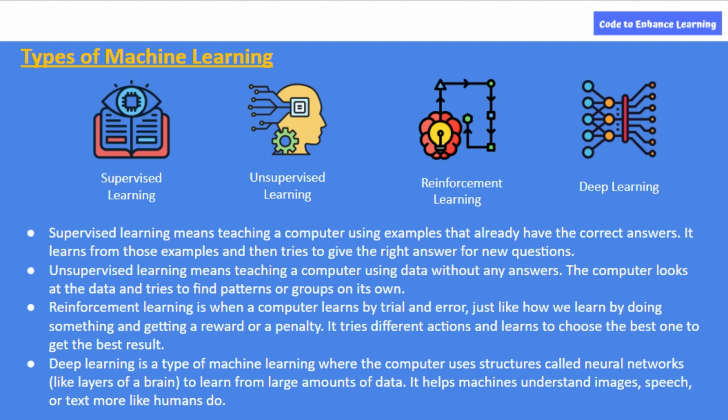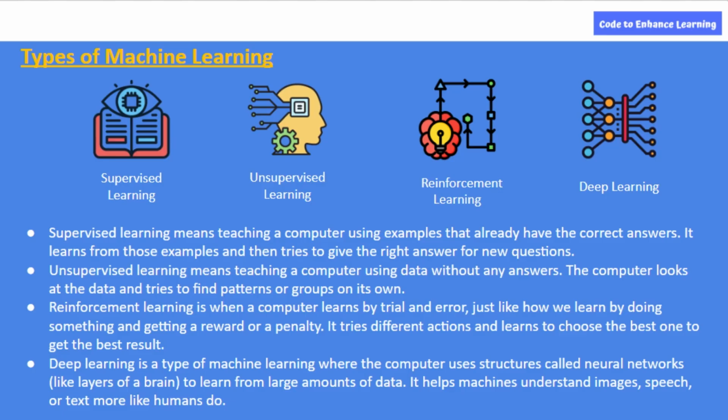The computer is trained using data that already has the correct answers. For example, we show it photos of apples and bananas, and we also tell it which fruit is which. Later, when we give it a new photo, it can recognize whether it's an apple or a banana. Second one is unsupervised learning. This is like exploring and learning on your own without guidance. The computer is given data without any labels or answers, and it tries to find patterns by itself. For example, if we give the computer lots of fruit photos, it may group all the round fruits together and the long fruits together, even if it doesn't know their names.